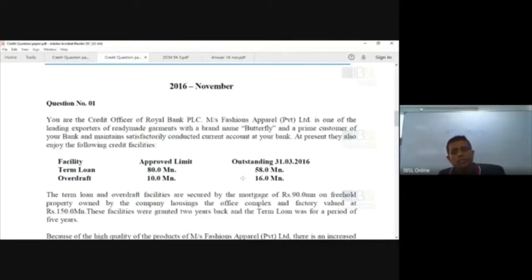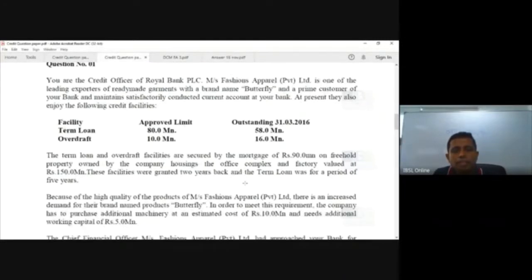Right. If you go to the questions again, they have 2 facilities. Term loan approved limit is 80 million and current outstanding is 58 million. Then the overdraft approved limit is 10 million. Current outstanding is 16 million. Now they have exceeded the overdraft limit by 6 million.